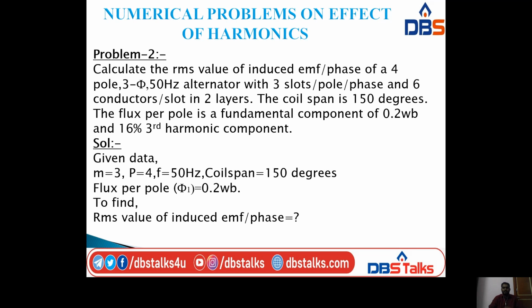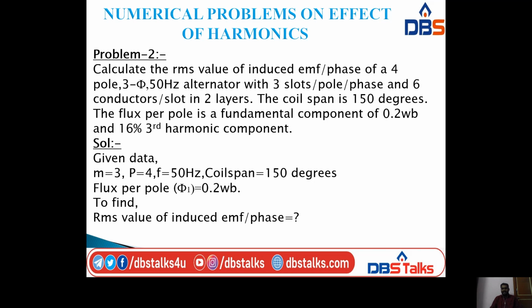And next, coming to the second problem. Here calculate the RMS value of induced EMF per phase of a 4-pole 3-phase 50 Hz alternator with 3 slots per pole per phase and 6 conductors per slot in 2 layers. Here the coil span is 150 degrees. The flux per pole is a fundamental component of 0.2 Webers, and 16% third harmonic component. So from this data, we have to calculate the RMS value of induced EMF per phase.